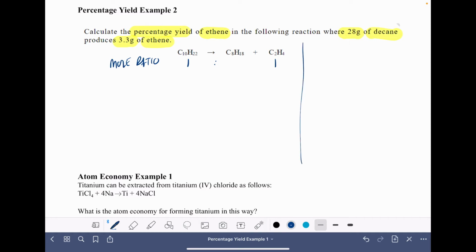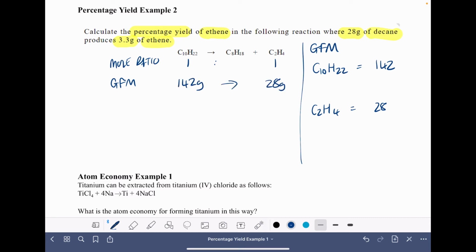So let's think about the gram formula masses then. 1 mole of decane, C10H22, has a gram formula mass of 142. You can calculate that yourself to check. And then 1 mole of ethene, C2H4, has a gram formula mass of 28, okay? So, inserting the gram formula masses, because it's a 1-to-1 ratio, then 142 grams would give 28 grams, okay? We didn't start with 142 though, we started with 28.